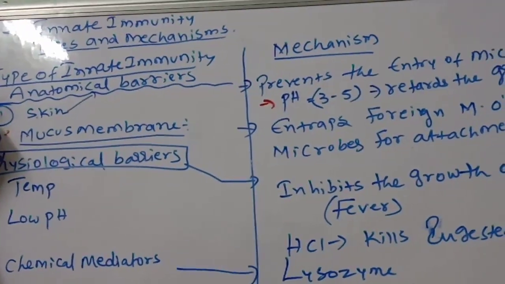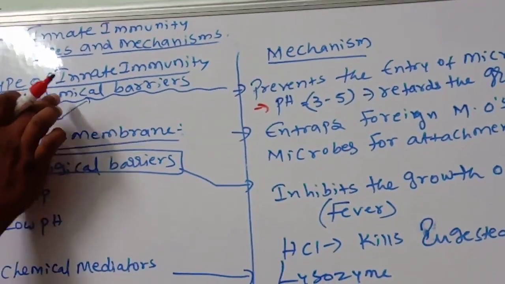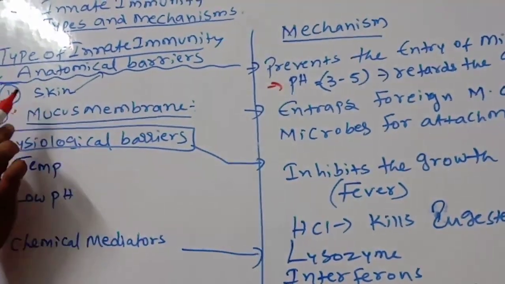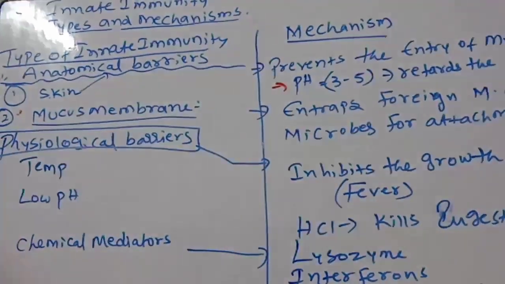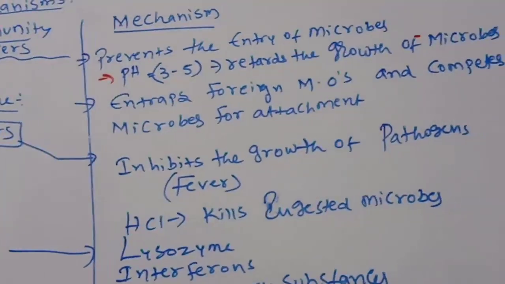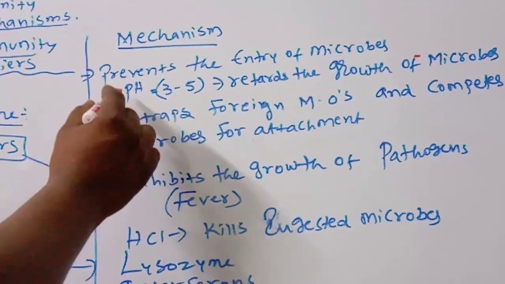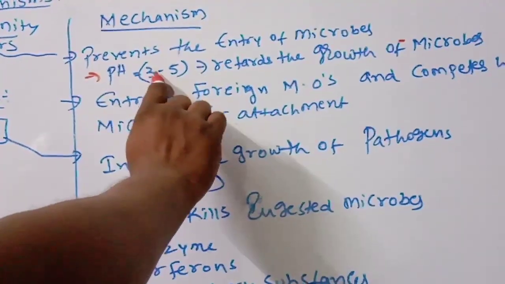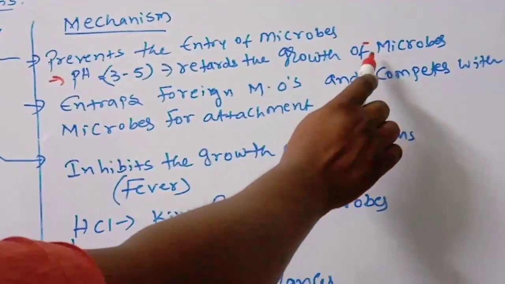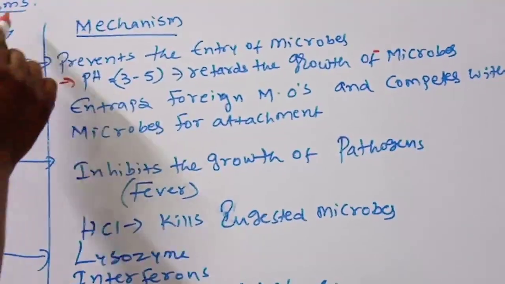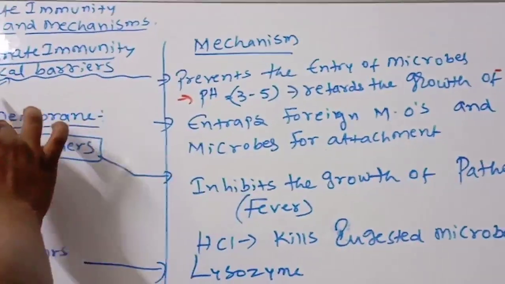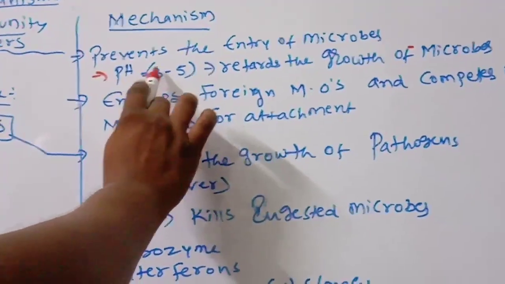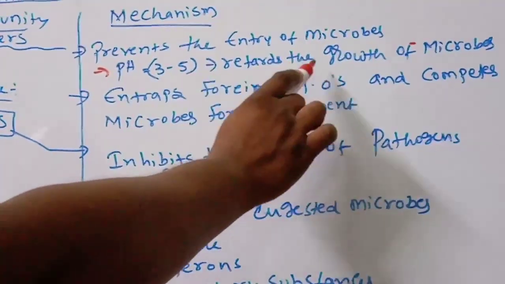The types of innate immunity: mainly anatomical barriers. The first one is the skin, an anatomical barrier. Skin prevents the entry of microbes. You know very well that's why it is an anatomical barrier. And the skin pH, with sweat, is 3 to 5, which retards the growth of microbes.